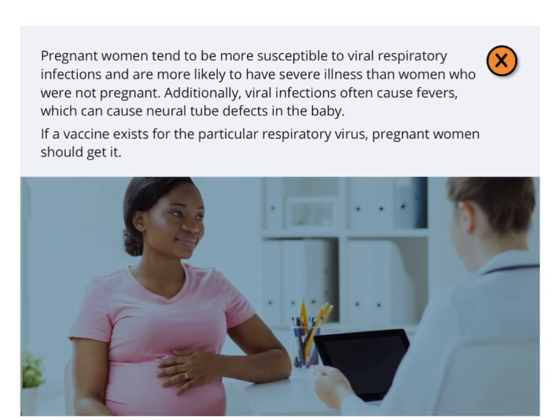Pregnant women tend to be more susceptible to viral respiratory infections and are more likely to have severe illness than women who are not pregnant. Additionally, viral infections often cause fevers, which can cause neural tube defects in the baby. If a vaccine exists for the particular respiratory virus, pregnant women should get it.